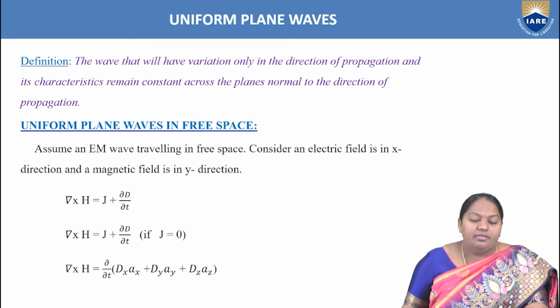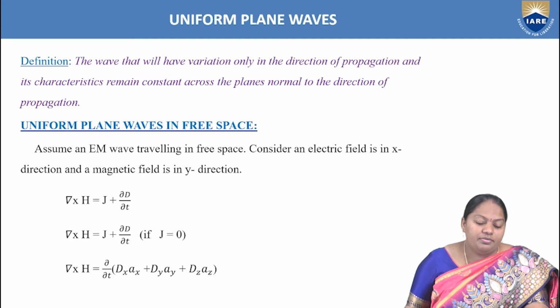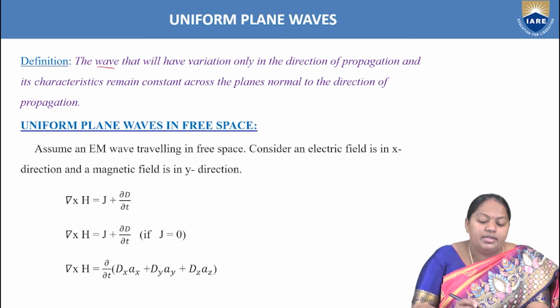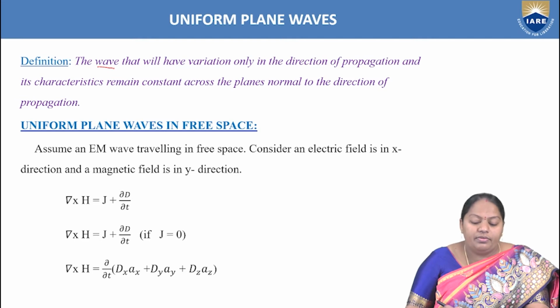Before going to derive the mathematical equation for the uniform plane wave, let me introduce what we mean by a uniform plane wave. According to the definition, a uniform plane wave is a wave that will have variation only in the direction of the propagation, and its characteristics remain constant across the planes normal to the direction of the propagation.